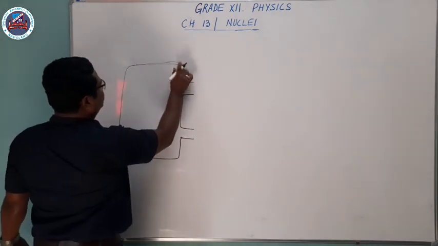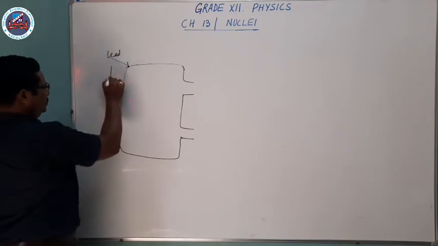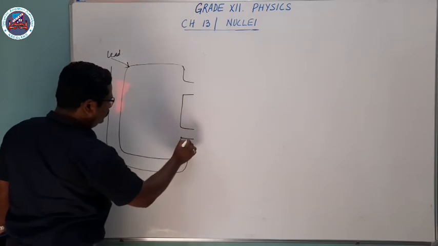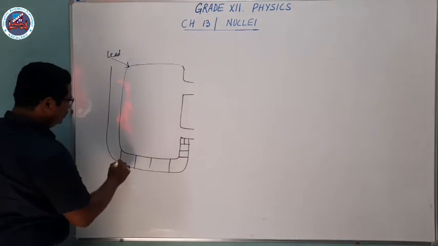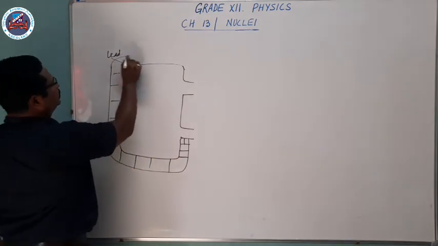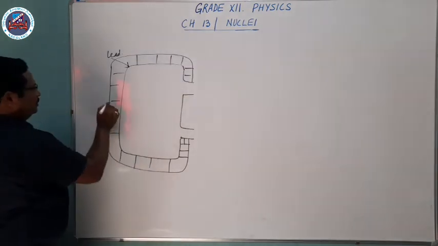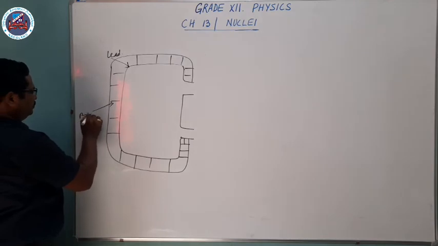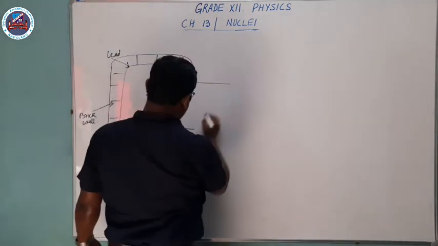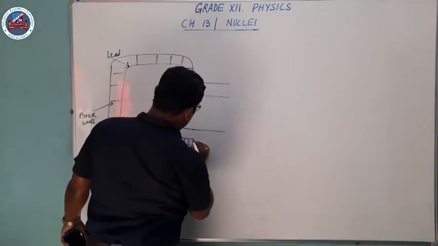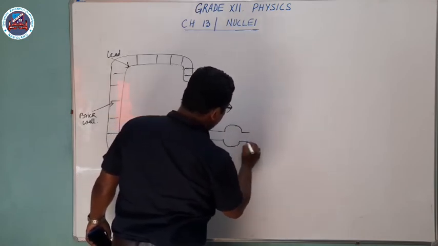This is your shielding. It will be made up of lead, and on the outside surface it will be fully concrete with brick walls. These are all brick walls, so that no nuclear radiation will escape out. This is your brick wall. Then these are the 2 ways. From one way you pump liquid sodium. Liquid sodium is used as coolant.